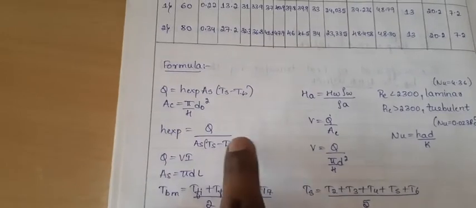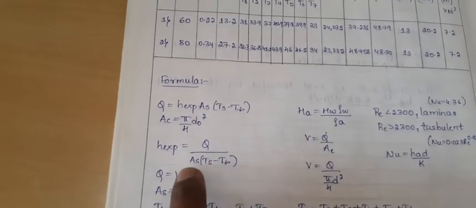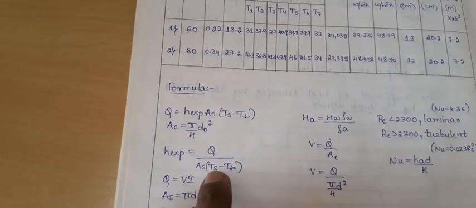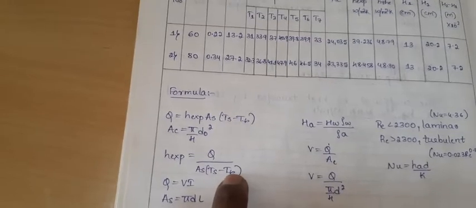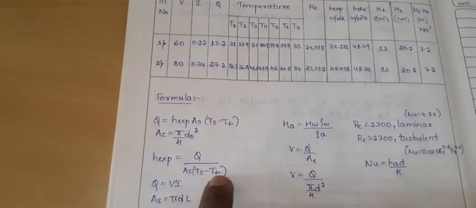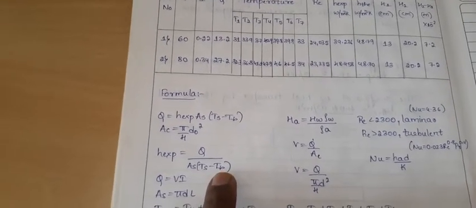Then we go for finding the H experimental. H experimental is Q divided by A into Ts minus T infinity. So what is the area? Area is pi d l. Surface temperature is nothing but the T2 to T6 average. T infinity is the fluid temperature. For the fluid we again have inlet and exit, so both the temperatures we take an average and then substitute here.